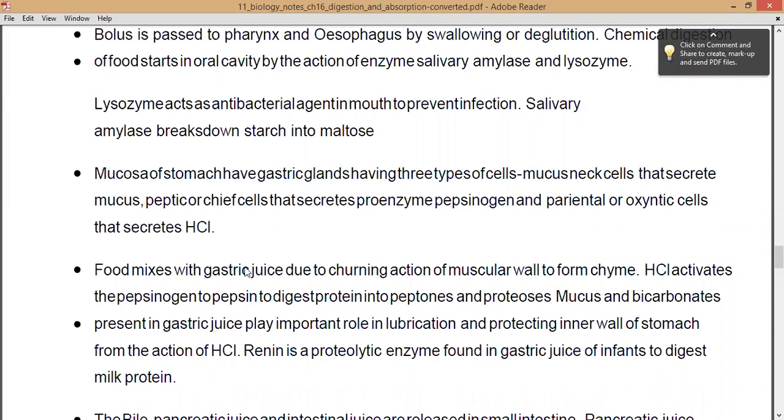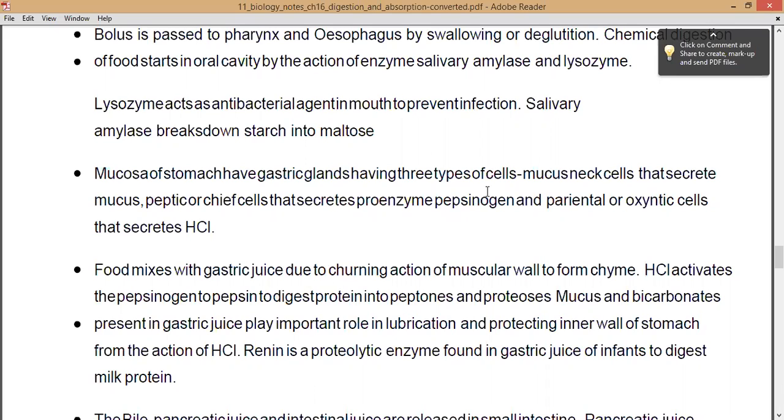So here the food mixes with the gastric juice. Whatever bolus has been swallowed through the esophagus, when it reaches the stomach, this food mixes with the gastric juices. The churning action of the muscular wall of the stomach allows the mixing of the food with the gastric juice. Once the food is mixed with the gastric juice, it forms the chyme. So what is chyme? Chyme is the food when it mixes with the gastric juices upon the churning action of the muscular wall of the stomach.